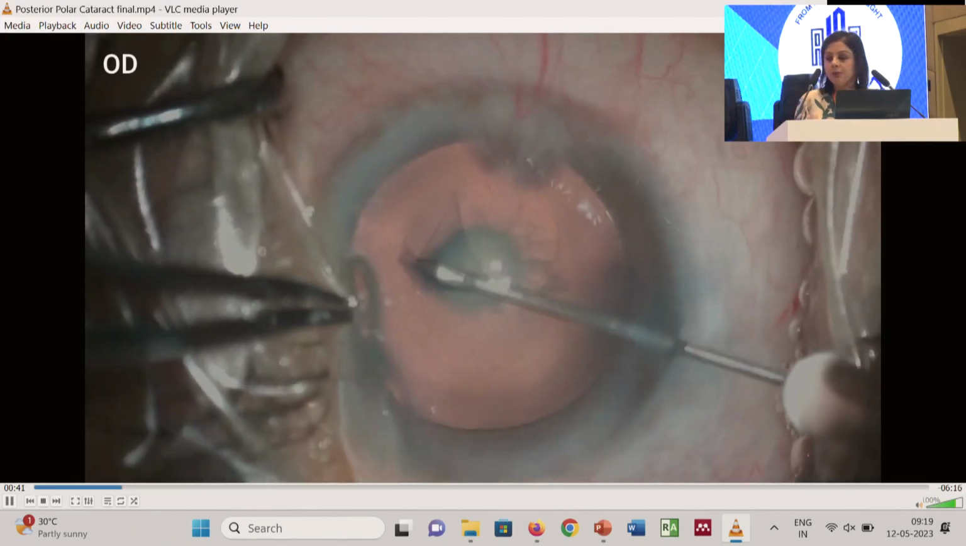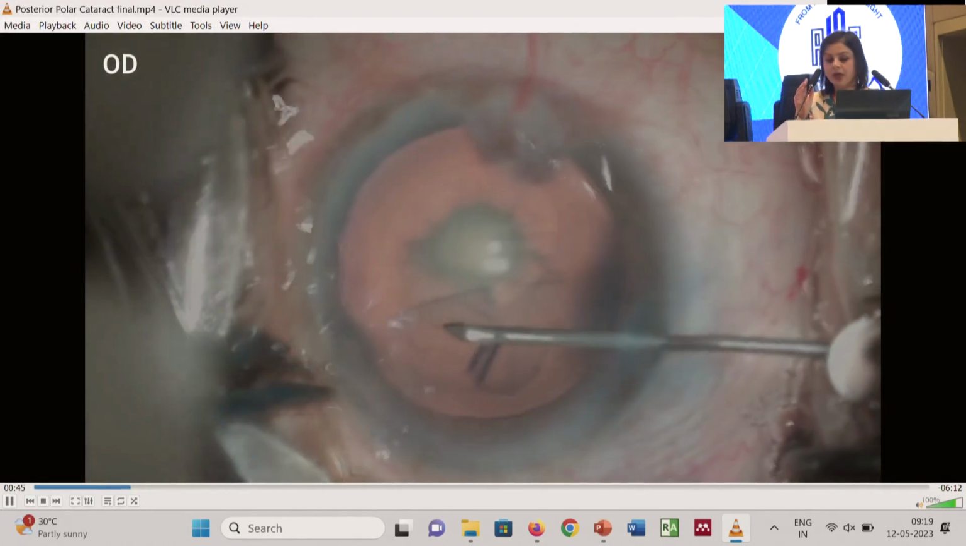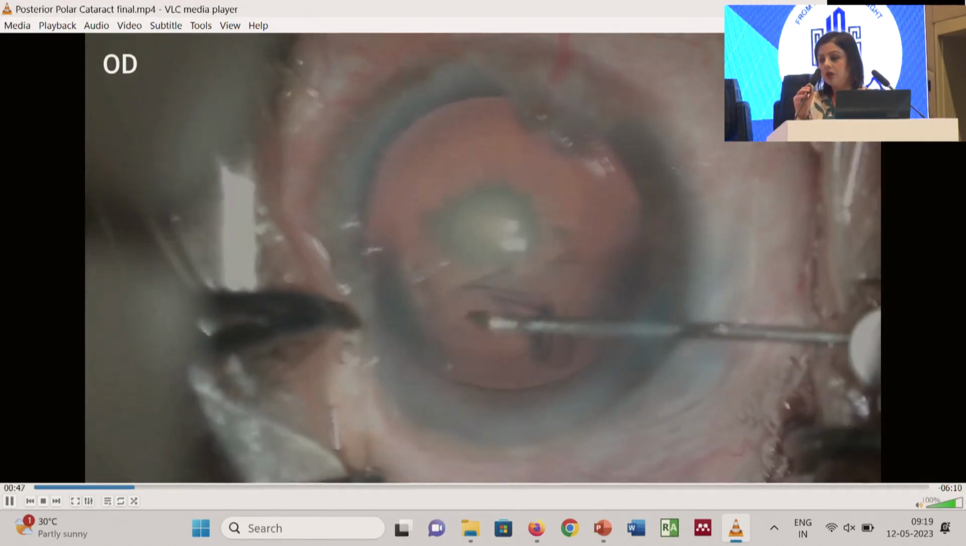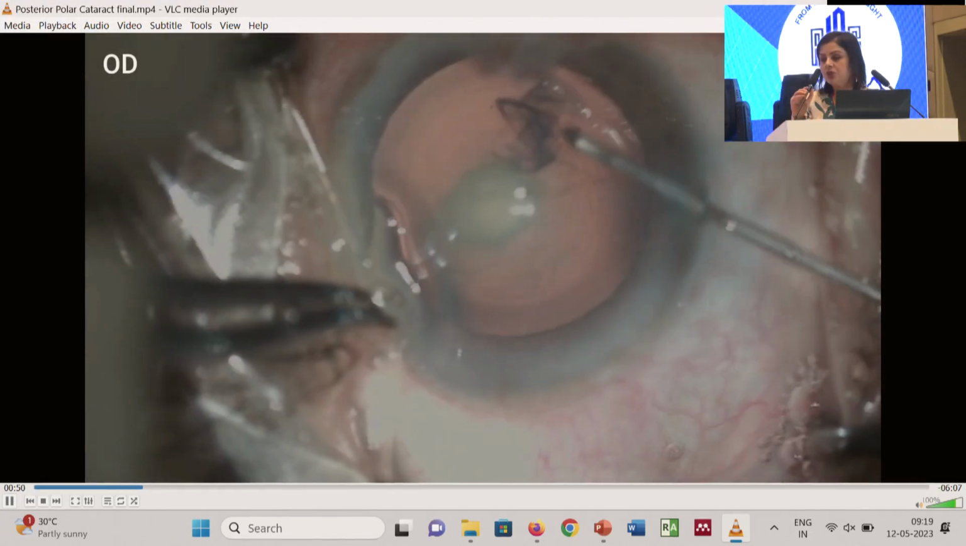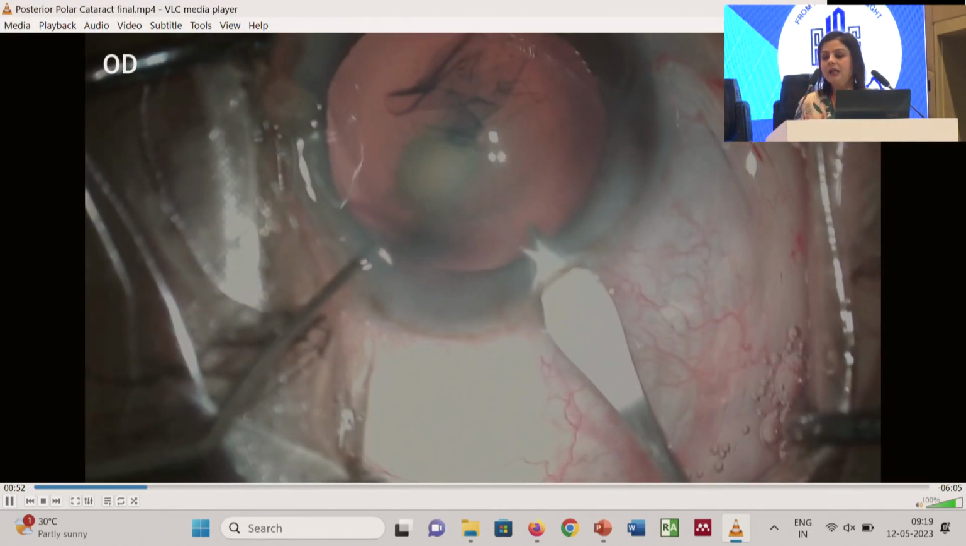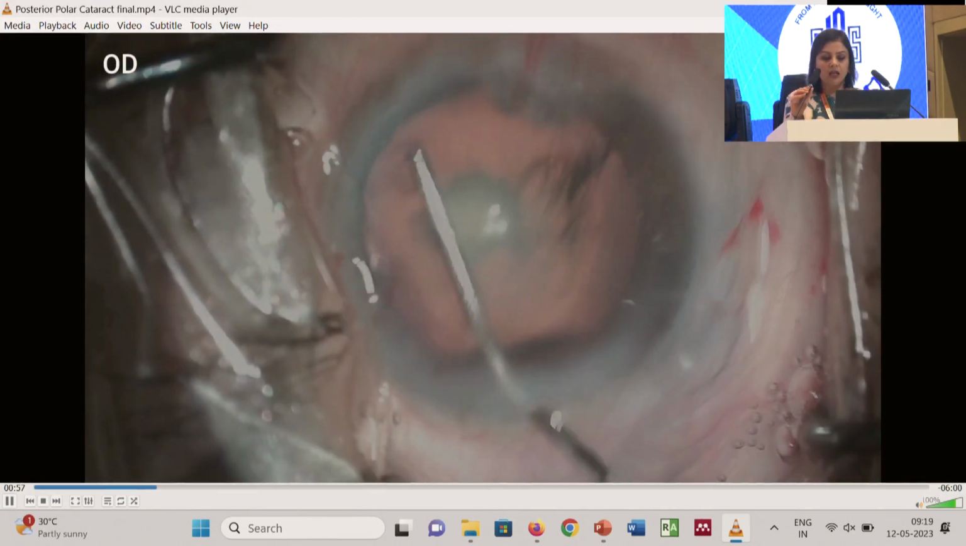So the first tip here regarding the capsulorhexis would be to have an adequate size capsulorhexis, 5 to 5.5 millimeter, not too large, just in case we have an inadvertent posterior capsular rupture and we need to plan an IOL in the sulcus with optic capture. That would make it hard for us if we have a very large rhexis.